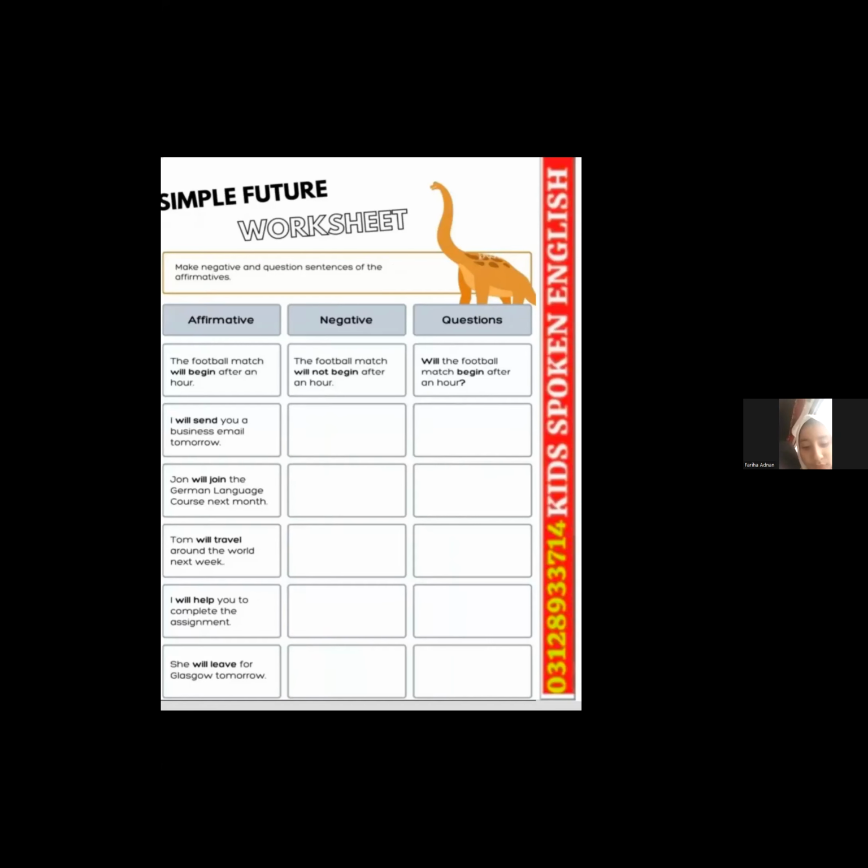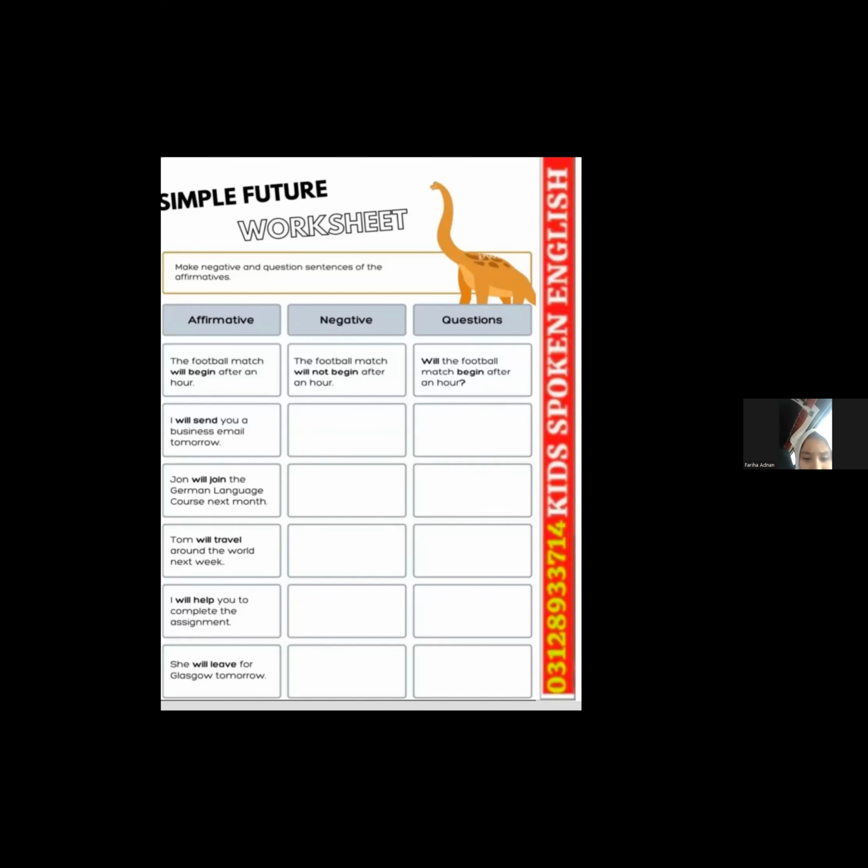Okay, so now I'm going to change the slide. I'm going to share another slide just to make your structure perfect. Okay, so tell me, is my screen visible to you or not? Yes, ma'am, your screen is visible. Okay, so dear students, as you can see, some positive sentences are already written here. So you just have to make them into interrogative and negative, okay?